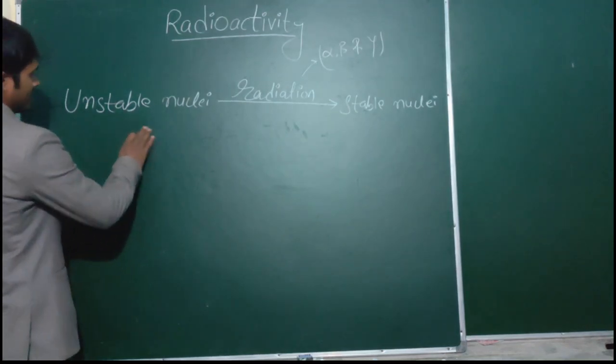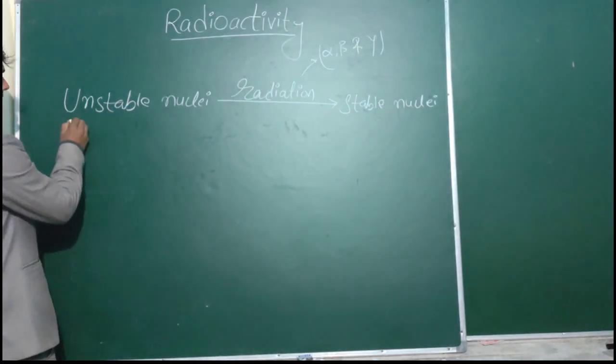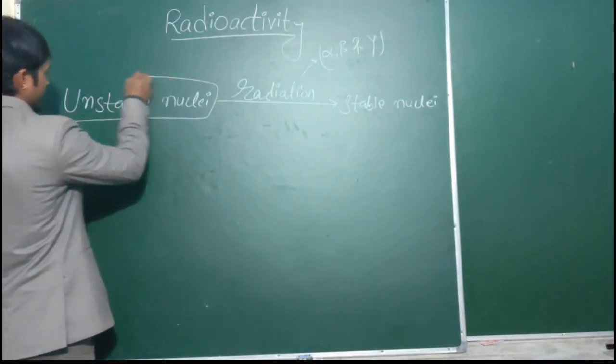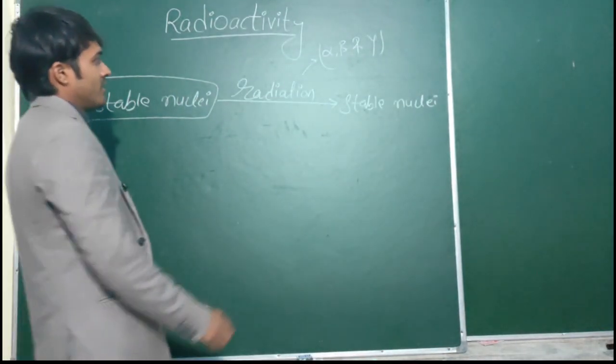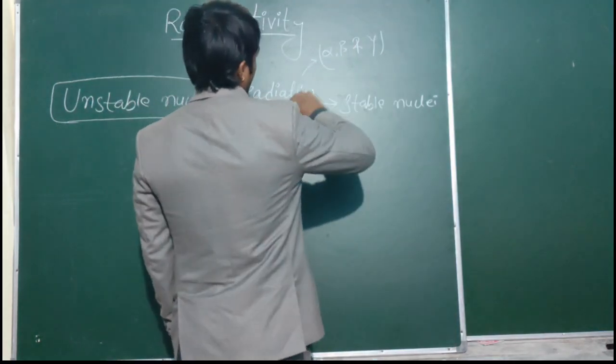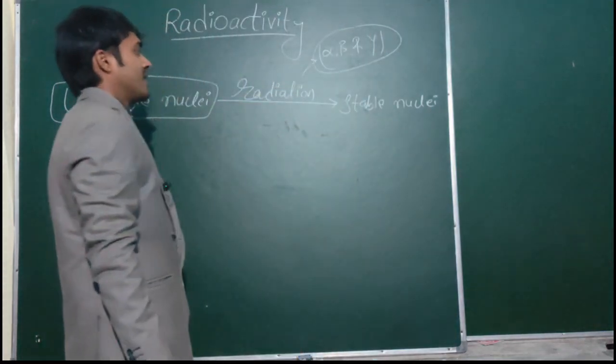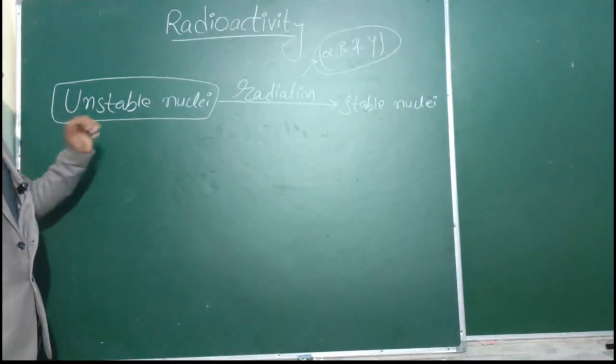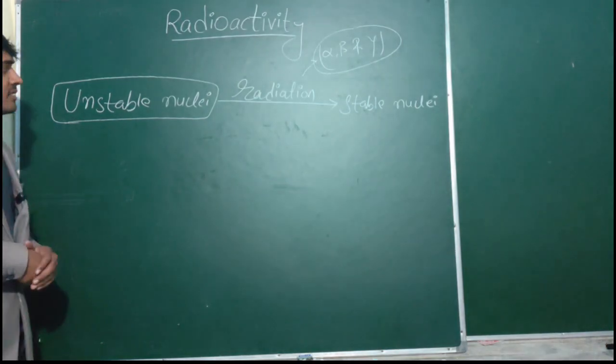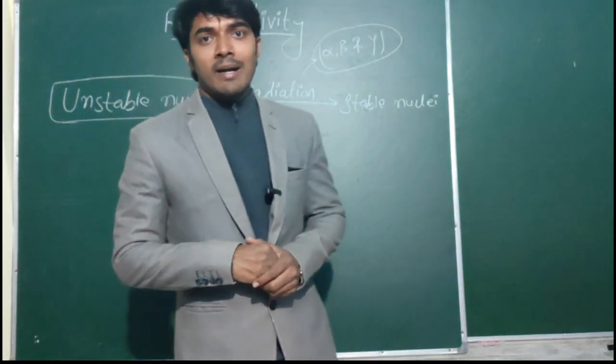Besides this, there are two key terms we have to understand: what unstable nuclei means, and the radiation, that is alpha, beta, gamma. What are these? What is alpha, beta, and gamma? So, on confirming the unstable nuclei, we have to focus on a few things.